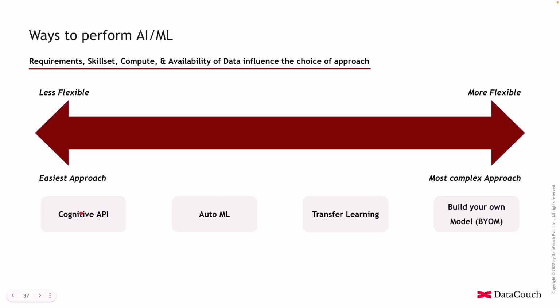For example, if you are into the bottle manufacturing domain and you are detecting how many defects are there in each bottle, so through machine learning you want to detect the defects, then it cannot be done through cognitive API.